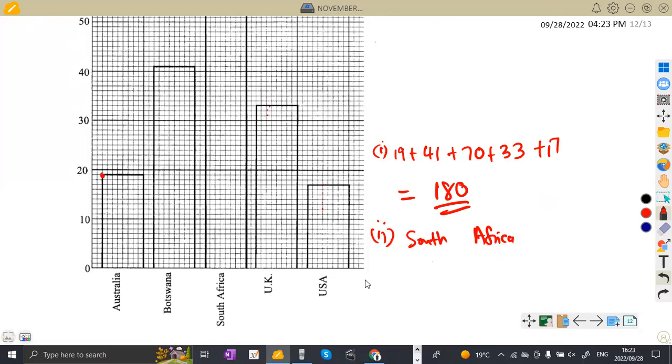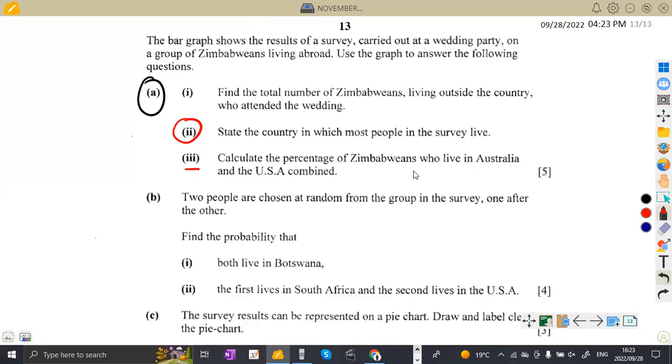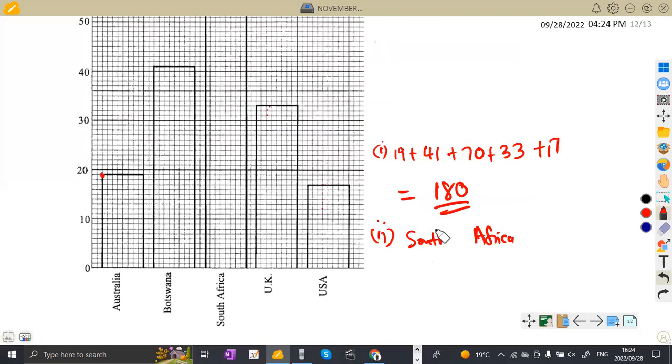All right, we move on to the third part of the question. Let us see what we are given on that question. Third part, calculate the percentage of Zimbabweans who live in Australia and USA combined. Percentage. Okay, so we're talking of Australia and USA combined. Those who are in Australia, how many are they? Australia, we said it's 19 plus those who are in USA. USA is 17. So you add them over the total number of people, which is 180, times percentage. You multiply by 100, just like that.